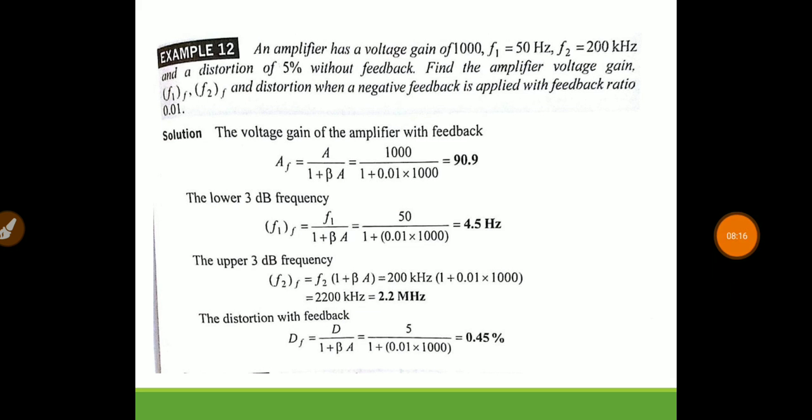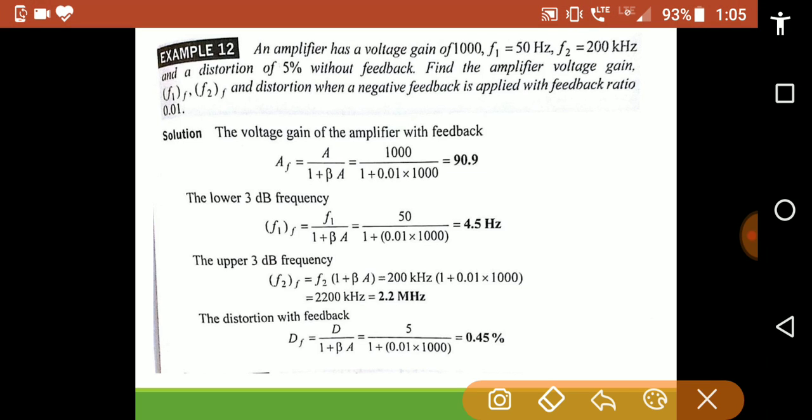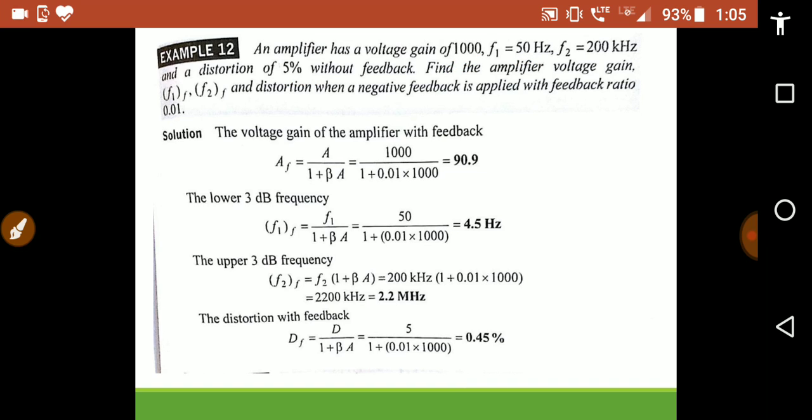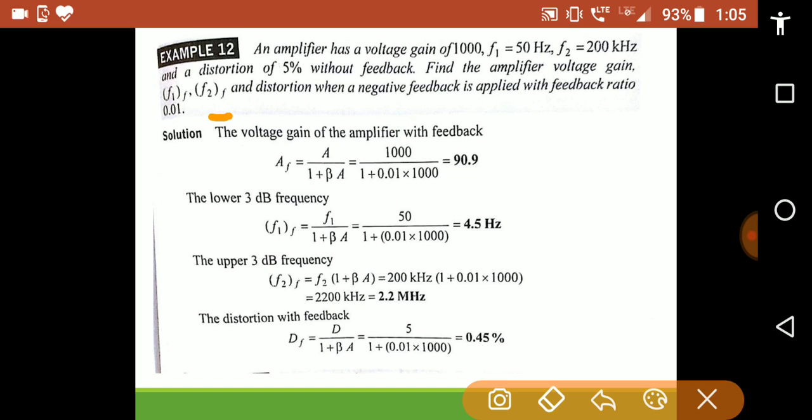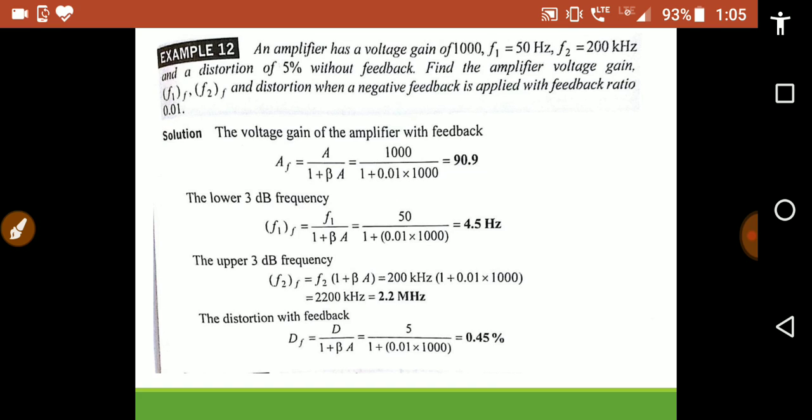So student, let us see another problem. An amplifier has a voltage gain of 1000 and F1 equal to 50 Hz, F2 equal to 200 kHz and distortion of 5% without feedback. Then find the amplifier voltage gain, F1F meaning lower cutoff frequency with feedback, F2F meaning higher cutoff frequency with feedback, and distortion when negative feedback is applied with a feedback ratio of 0.01. So here feedback ratio beta equal to 0.01.